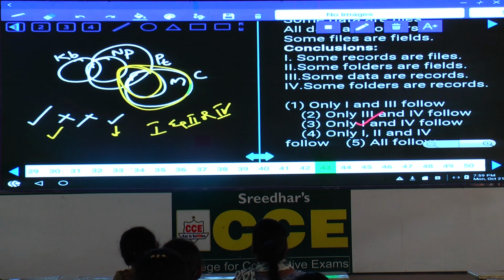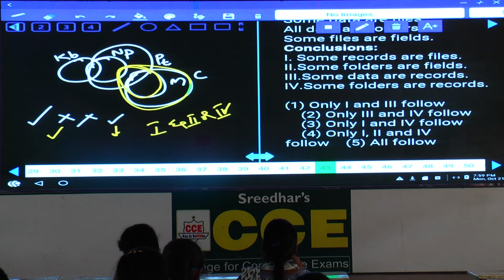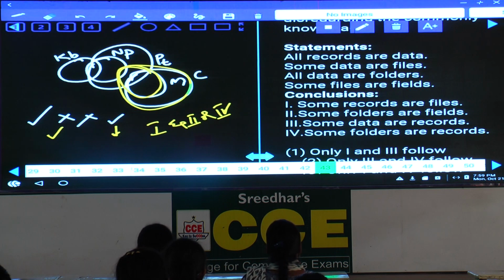Then question number 43. Now in this 43, all records are dates, isn't it? All records are data.